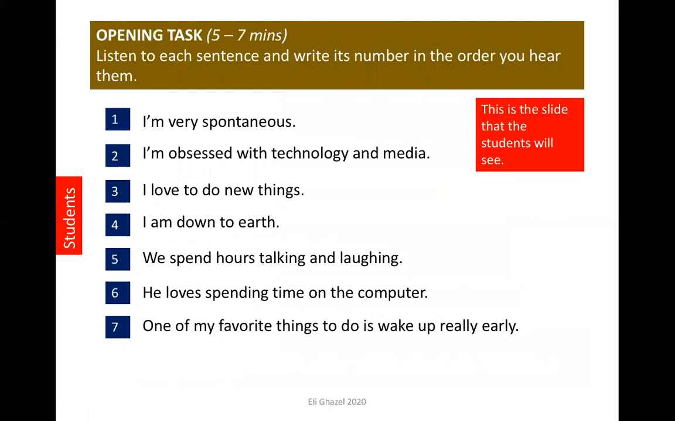So you show this to the students and you ask them to have a pencil and a paper ready. And you say, listen to each sentence and write its number in the order you hear them. So they can see these sentences and numbers 1 to 7. But if you say, he loves spending time on the computer, they will write 6. Then you say, I am very spontaneous. They will write 1. Please ask them not to shout out the numbers, not to raise their hand to tell you, oh, we heard the number.